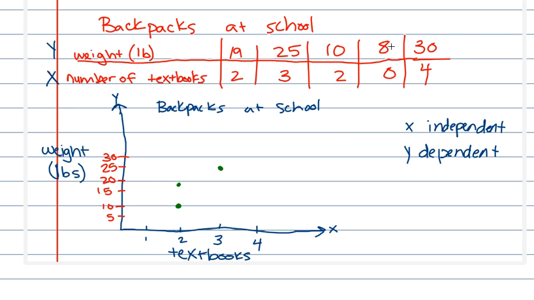Now we have (0, 8). Remember, 0 is right on that line. There's no 8 here, so this is 5, 6, 7, 8, and we kind of just have to make our best guess of where that is. Then we have (4, 30), so we go over to 4 and up 5, 10, 15, 20, 25, 30. All right, and that is it.